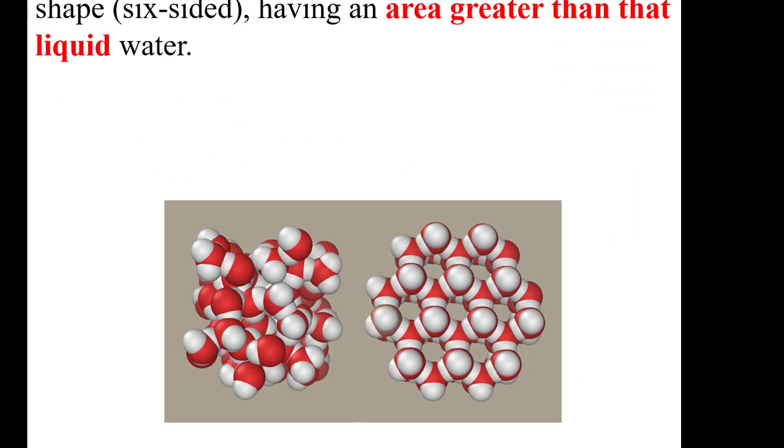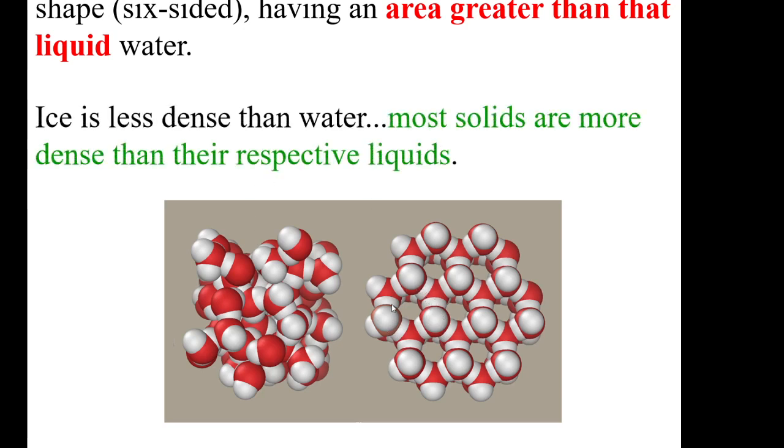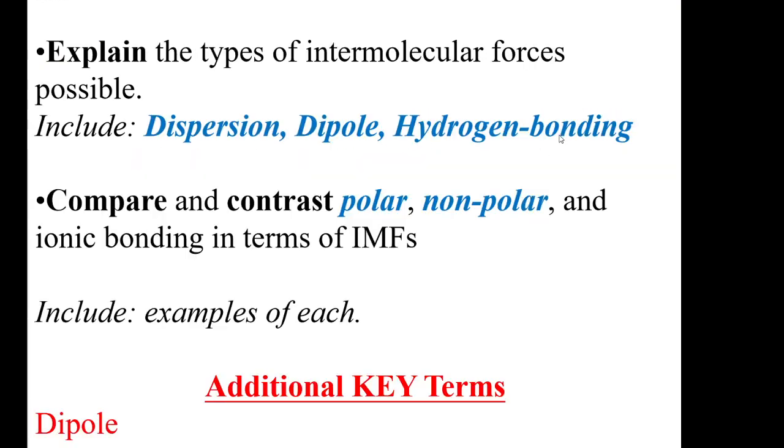Okay. It's also because of hydrogen bonding that ice forms these unique crystal shapes, which are six-sided, having an area greater than liquid water. So this is a liquid, and this would be a solid because of the way they form these crystalline structures here, basically. So ice is less dense than water, which is very different from most solids. We've talked about this in the past. Most solids are more dense than their respective liquids. So it's a bit of an odd duck.